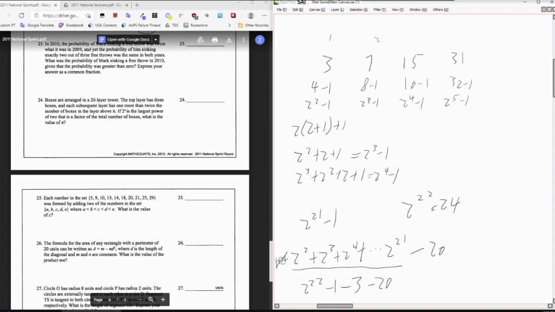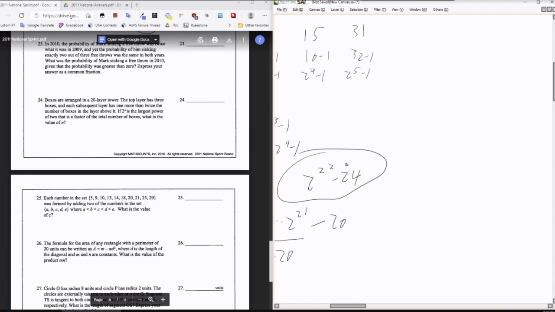So for a power of 2 to be a factor of this number, it would have to be a factor of both of these. 24 is 2 cubed times 3, and 2 to the 22 is 2 to the 22. So the largest power of 2 that can go in these is 2 cubed, or just 8.